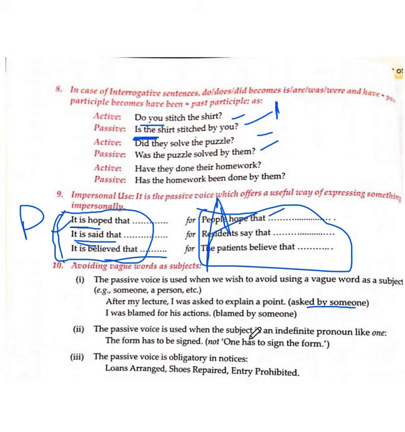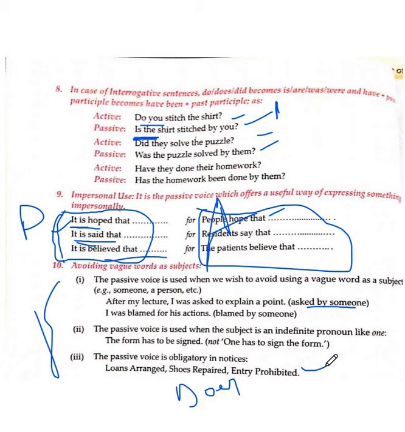So here you can see again, in all these voices the doer is not important; the doer is of less importance here. Okay, so all these things you have to remember here. "Loans arranged, shoes repaired." So here also you can see that the doer is not given any sort of importance.